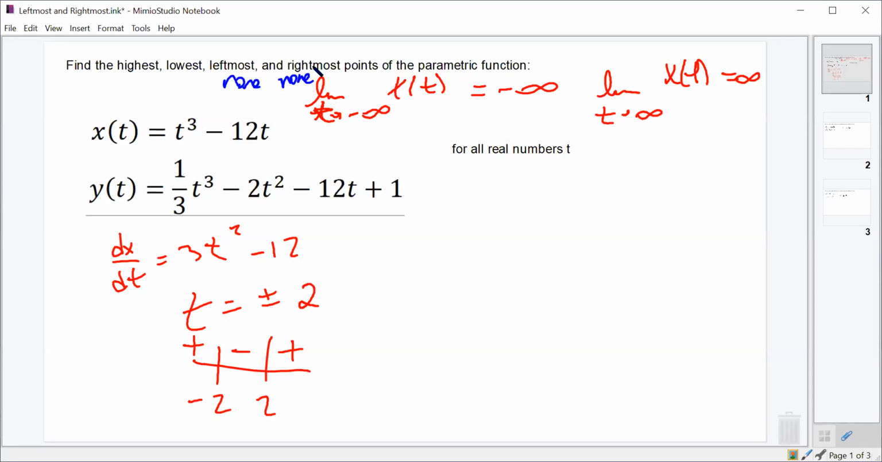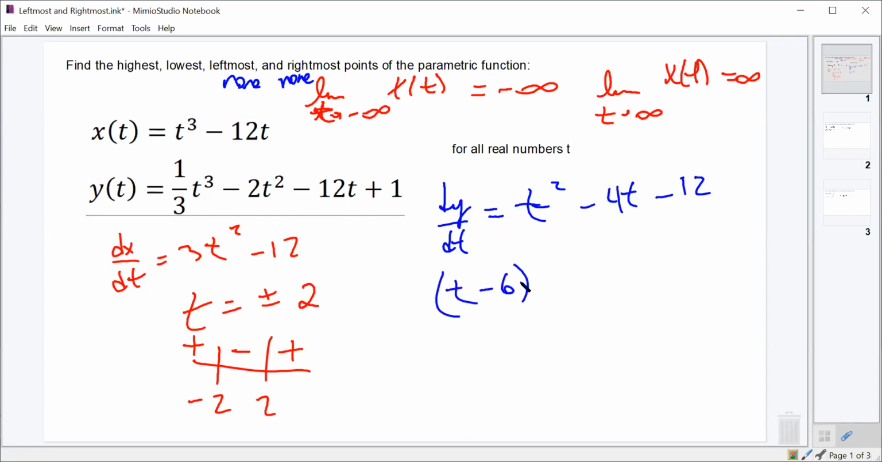All right, what about dy/dt for the highest and lowest points? dy/dt should be what? t squared minus 4t minus 12. And that should be (t minus 6)(t plus 2), if we factor that, right? And we get t equals 6 and t equals negative 2. Okay. So those are the places where we could be having absolute or local maximums or minimums.